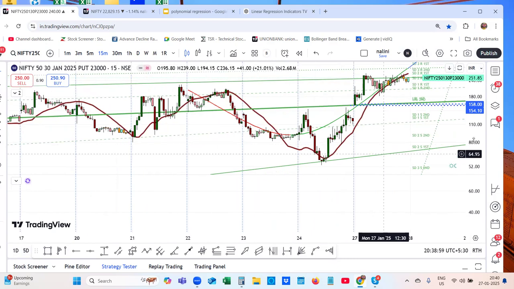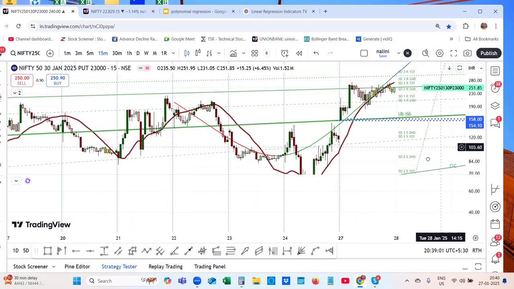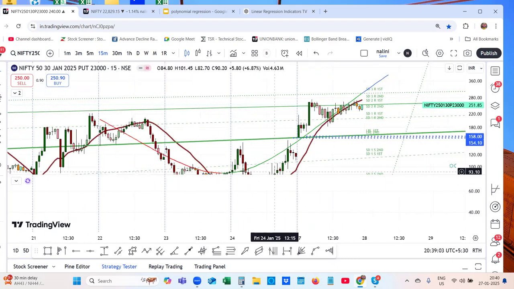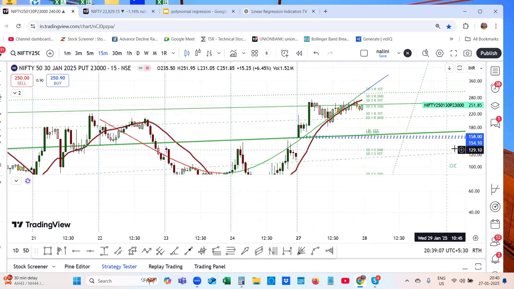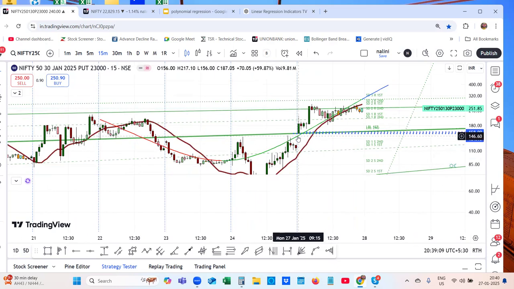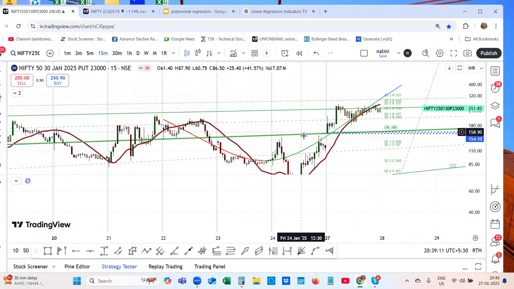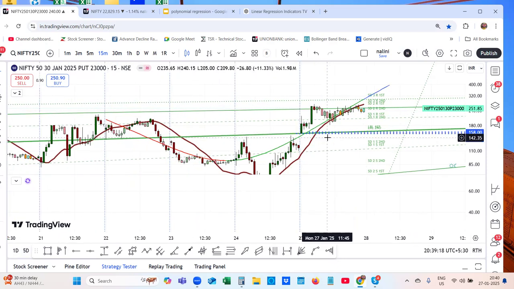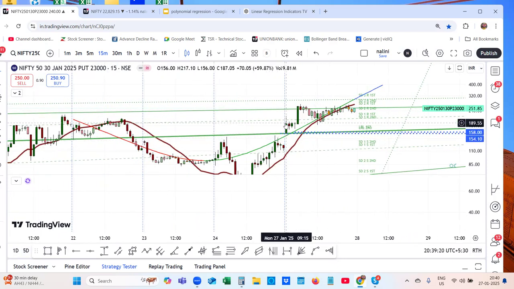I've selected the put option here. See, the trend is up, right? When the price has climbed above the linear regression line, immediately, in the first candle, you cannot take the trade.